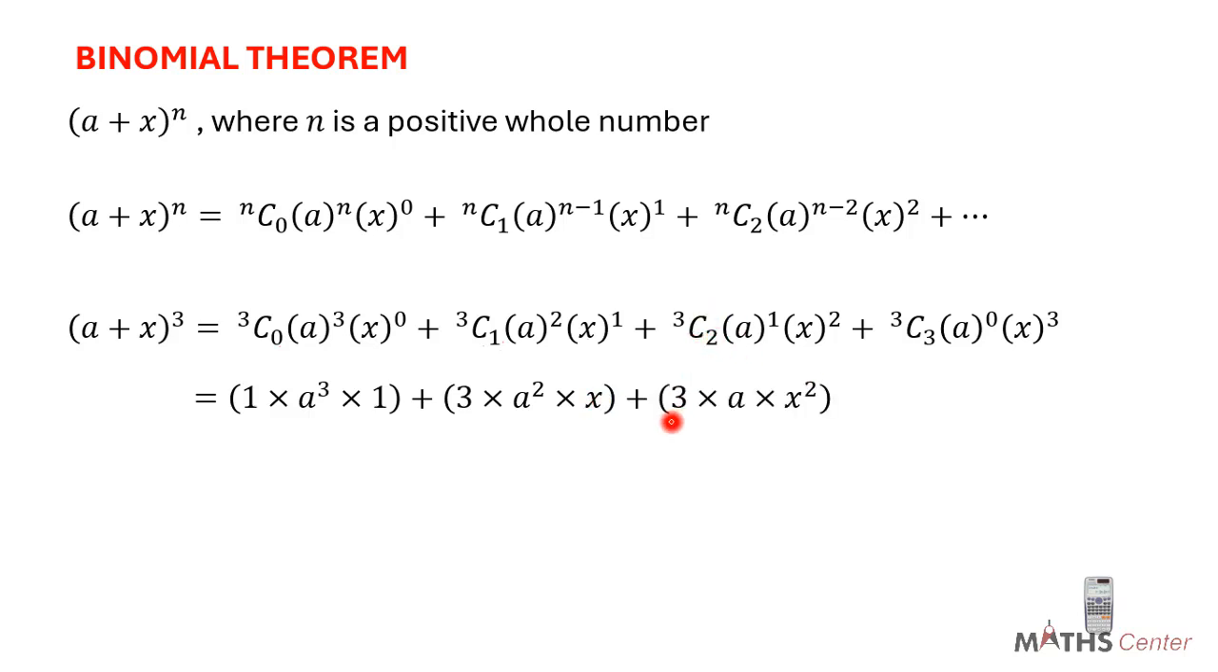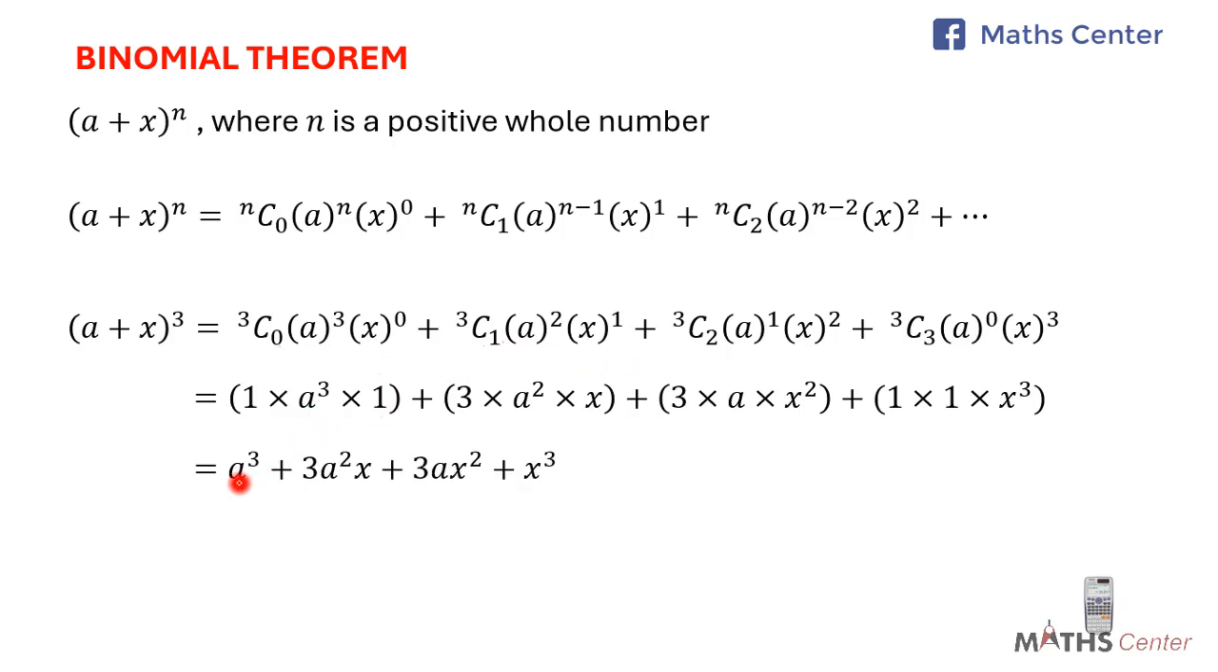3 combination 2 is also 3. A exponent 1 times x squared. 3 combination 3 is 1. Then a exponent 0 is 1. And x exponent 3 gives us x exponent 3. So as you can see, the combinations give us the coefficients, the coefficients that the Pascal's triangle was giving to us. That is what the combinations give us here. When we simplify this, you're going to have a exponent 3 plus 3a squared x plus 3ax squared plus x exponent 3. Let's use the binomial theorem to solve some more questions.